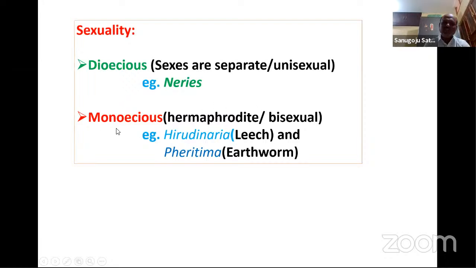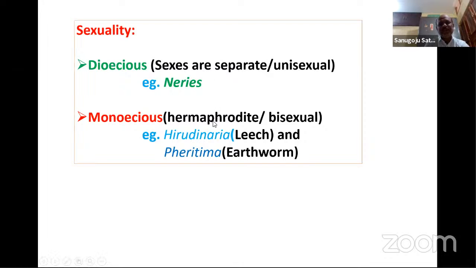In only one organism, monoecious means in one organism, two sexes are present. That's why this is bisexual. Hirudinaria's common name is leech and Pheretima's common name is earthworm. Hirudinaria and Pheretima are bisexual, hermaphroditic in nature. The monoecious are also called hermaphrodites.